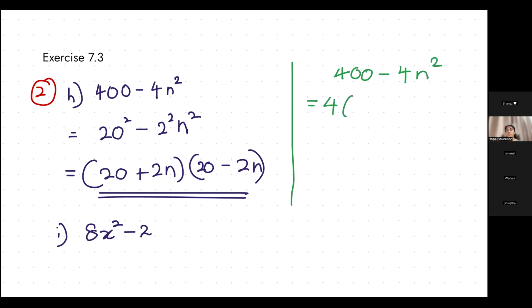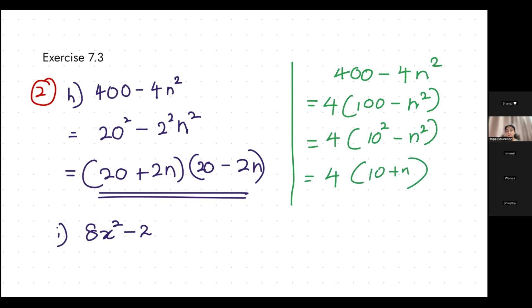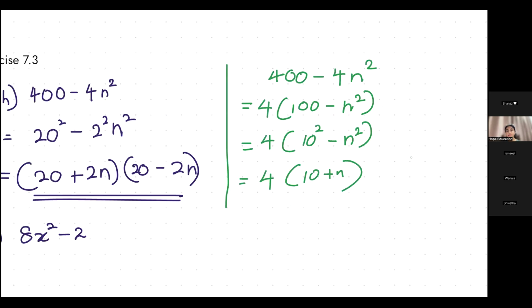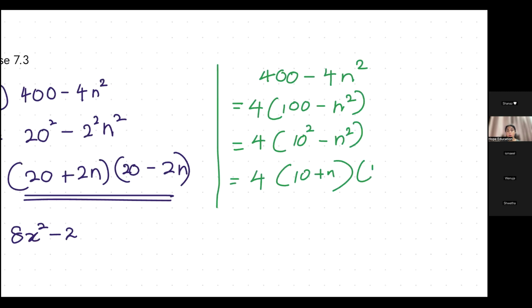From 400, when you take 4 out, we have 100. From 4n squared, when you take 4 out, we get n squared. Now, difference of two squares, we know 100 is 10 squared, minus n squared. So it becomes 10 plus n, 10 minus n. Both are correct. Okay, good.